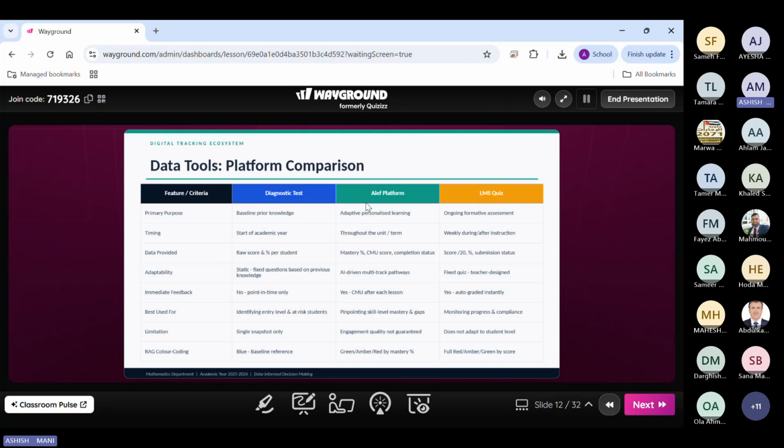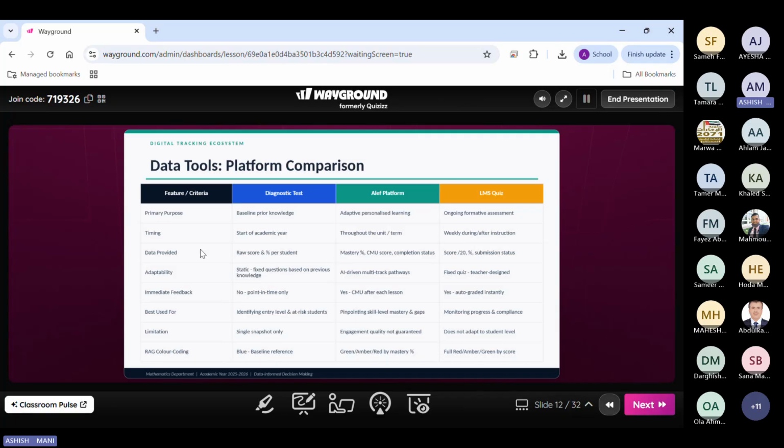So each platform has its own strength and its own limitation. If I talk about the primary purpose, diagnostic is for baseline prior knowledge, Aleph is for personalized learning, and LMS we use for our formative assessment. Now the timing is also there. Diagnostic we do at the start of the academic year. Aleph we do throughout the term, and for LMS, some teachers do the LMS quiz every week to check the knowledge of the students.